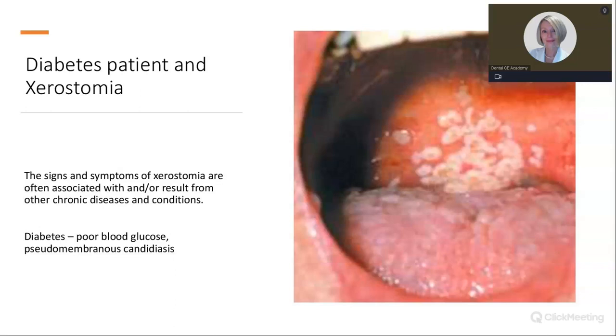So sometimes with xerostomia, we have a disruption of the oral microbiome, and it creates sort of a niche where this candida can overtake and infect the patient.